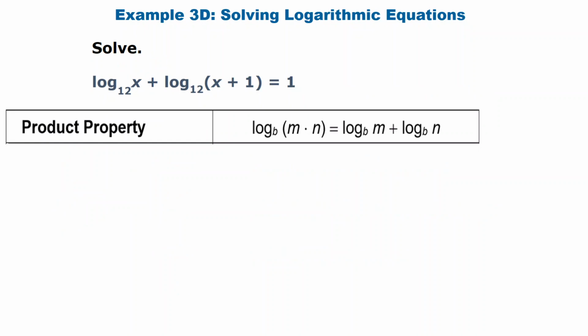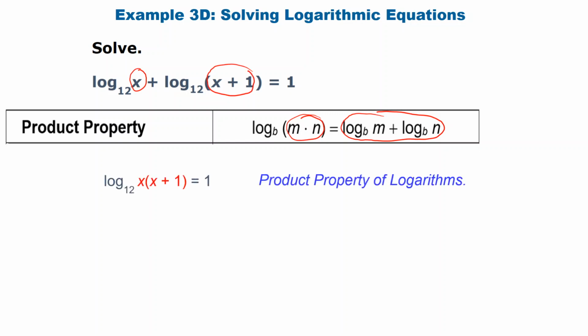Okay, in this problem, we're going to use our product property. So remember, the product property states if you have the same base, log base b of m plus log base b of n, we can take that m and n and just multiply them together and take the log base b of that. So I'm going to take my x and my x plus 1, and I'm going to multiply those together. So I end up with log base 12 of x times x plus 1, and that equals 1.